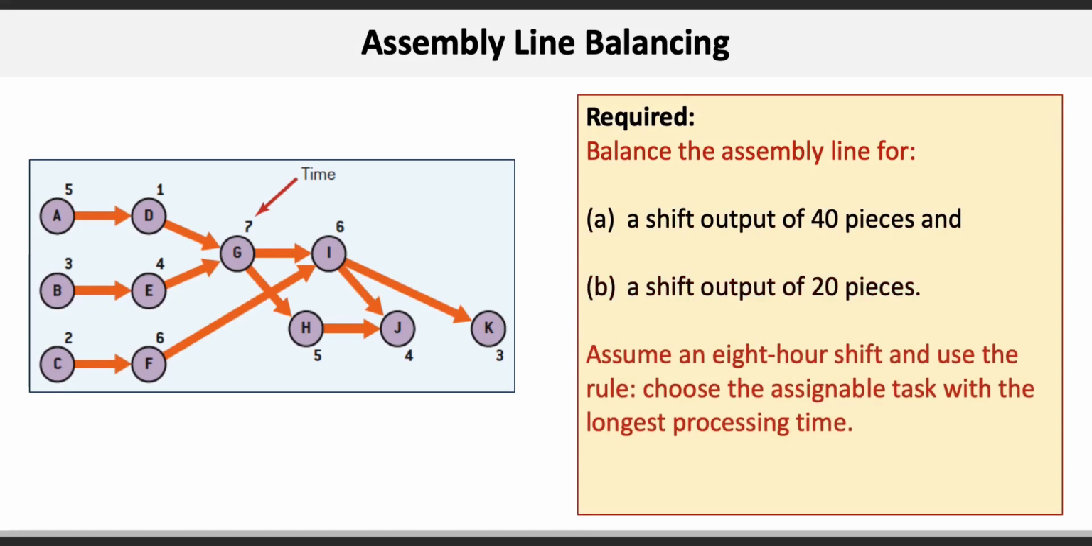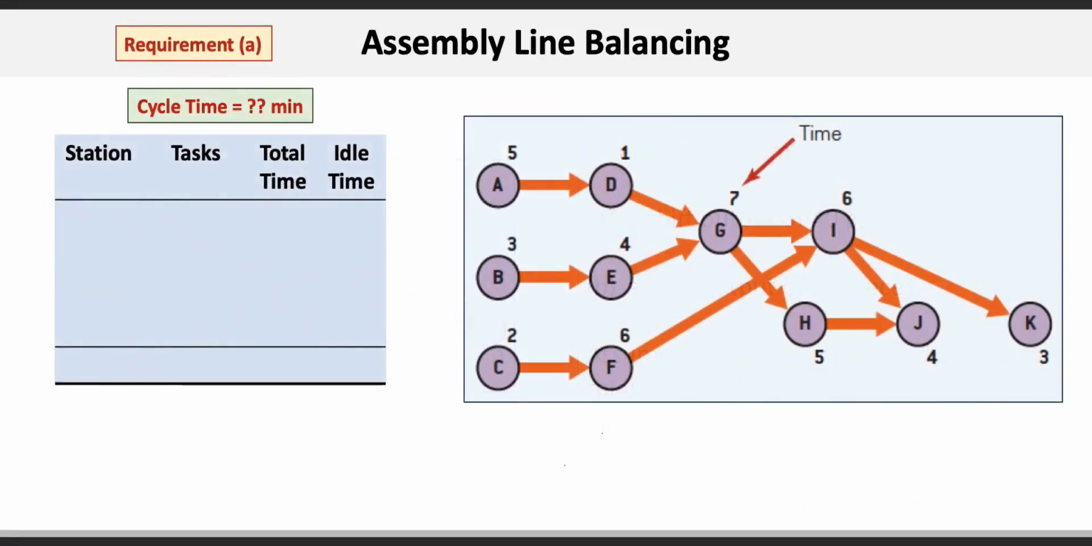We're also to assume an 8-hour shift and use the rule: choose the assignable task with the longest processing time. We're also asked to compute the efficiency of the line for each case. So let's get started with requirement A.